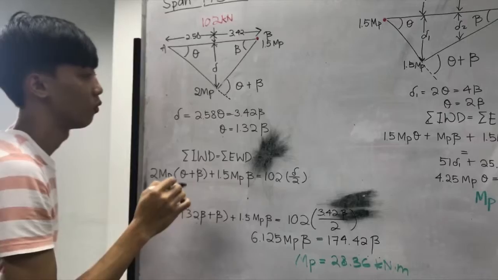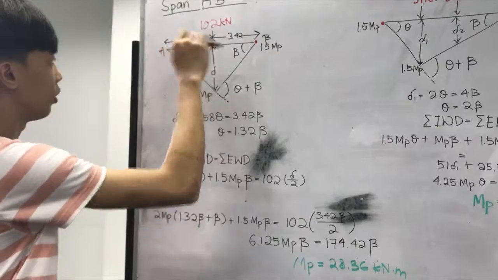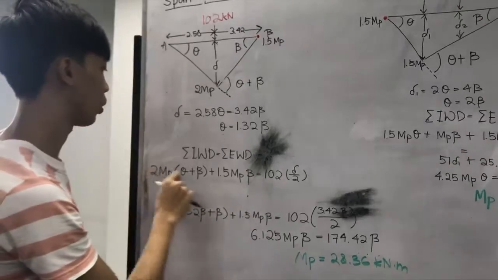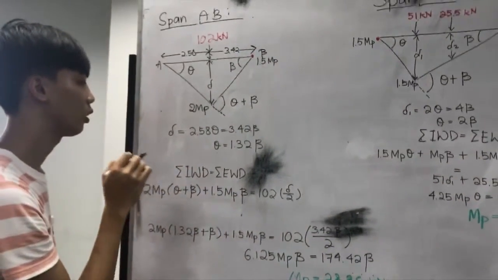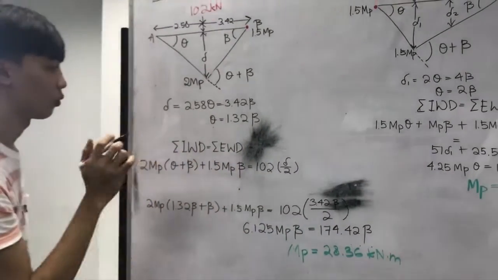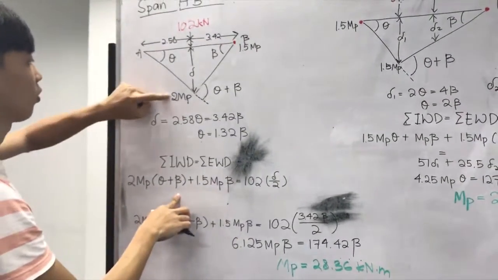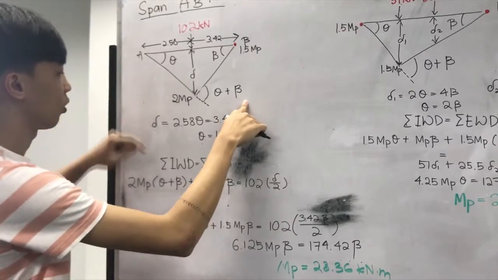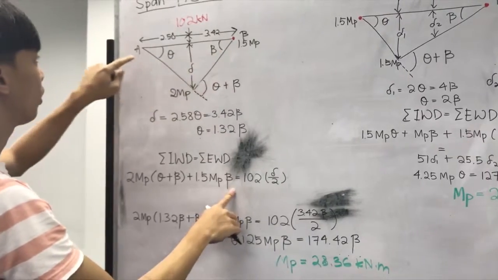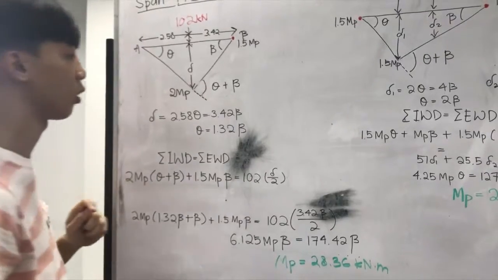and then from this formula you have to also define the delta, which is defined by beta. So from this diagram as well, you have to construct another equation in which summation internal work done is equal to summation of external work done. So 2mp times by theta plus beta, which is this, times by this, plus by 1.5 mp beta, which is this. This n is excluded because that is not where the position of hinge is located.